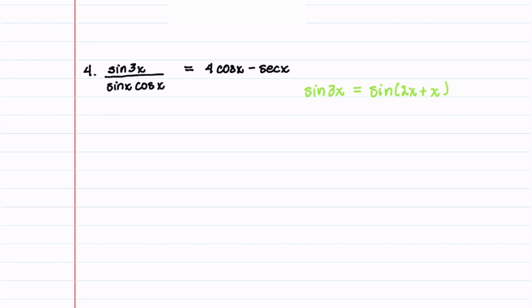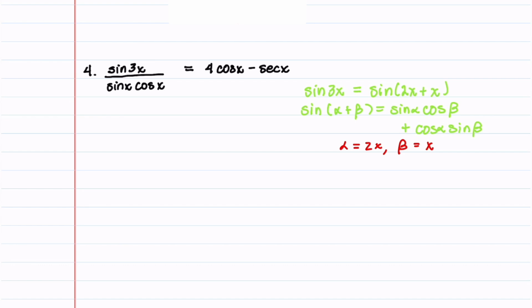We can then use the identity that sine alpha plus beta is sine alpha cosine beta plus cosine alpha sine beta. And let's make a note that alpha is 2x and beta is equal to x. Let's plug that into our left-hand side.